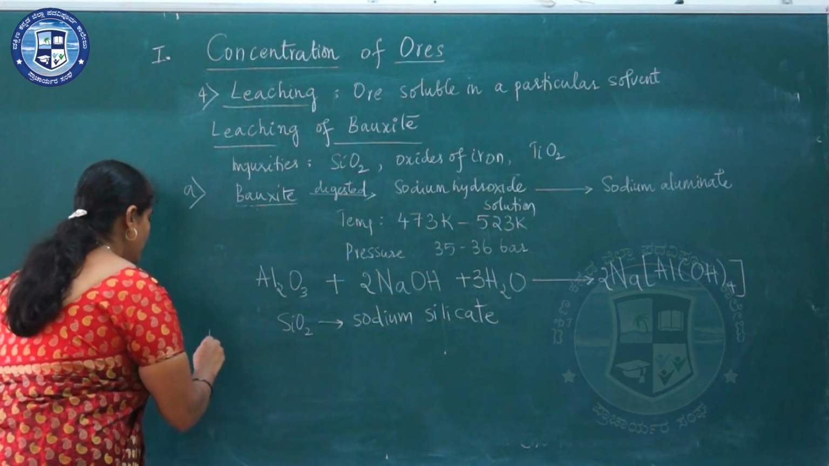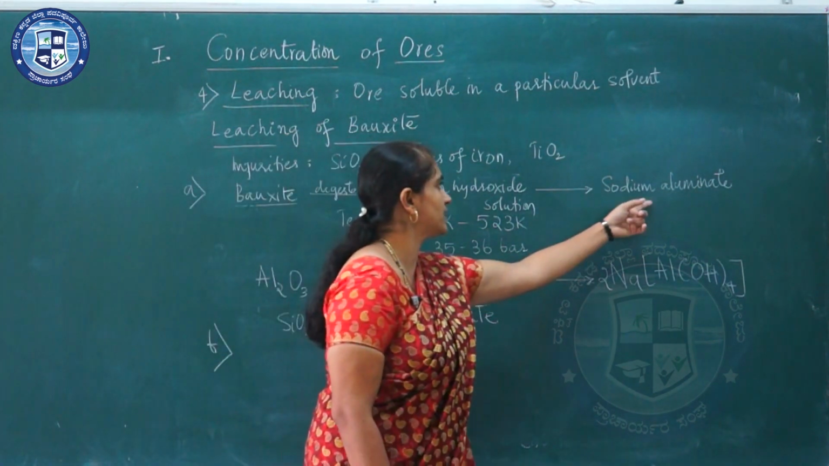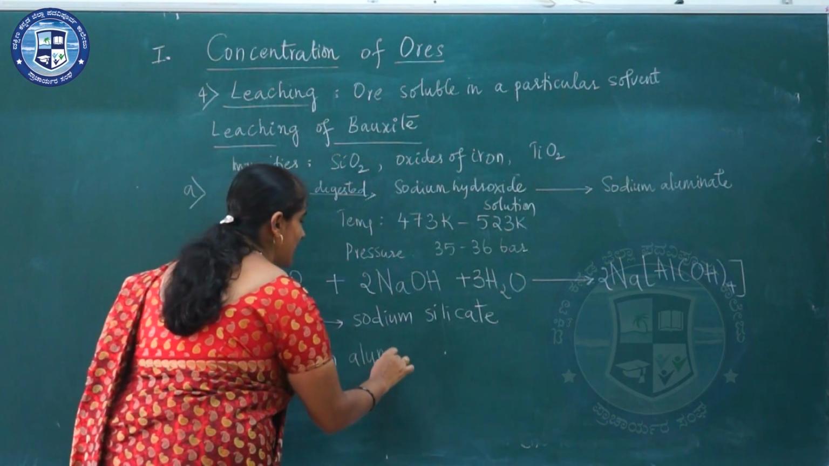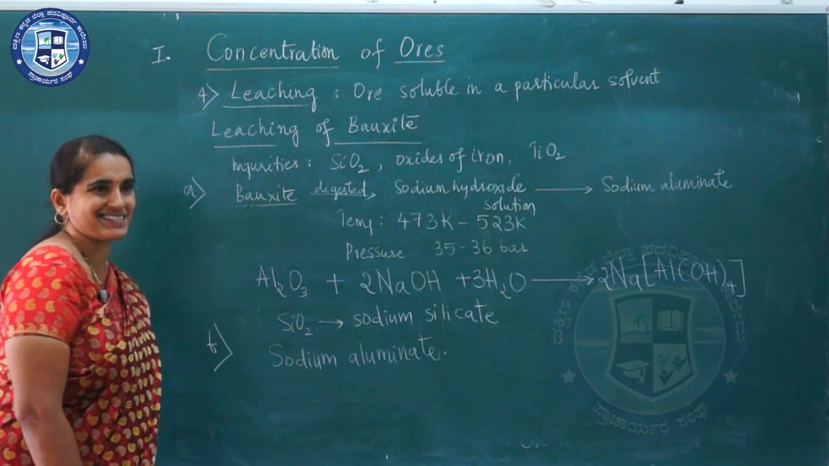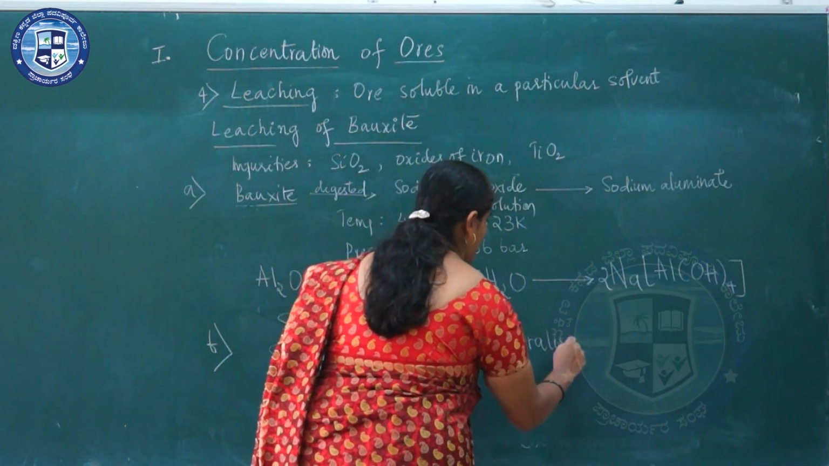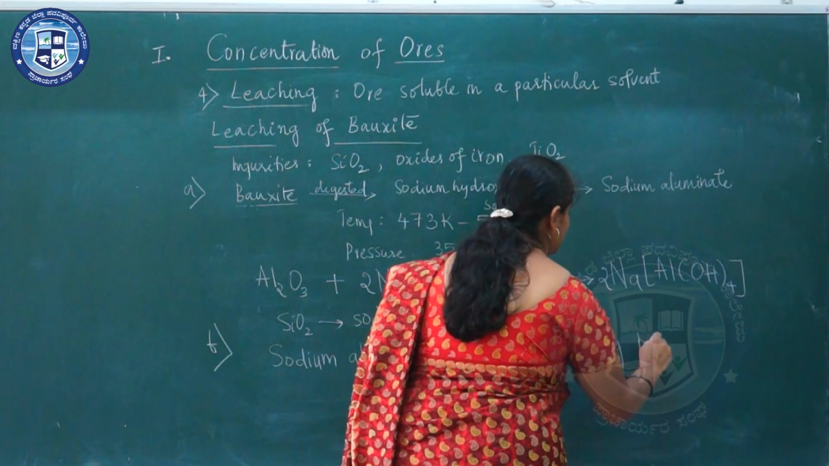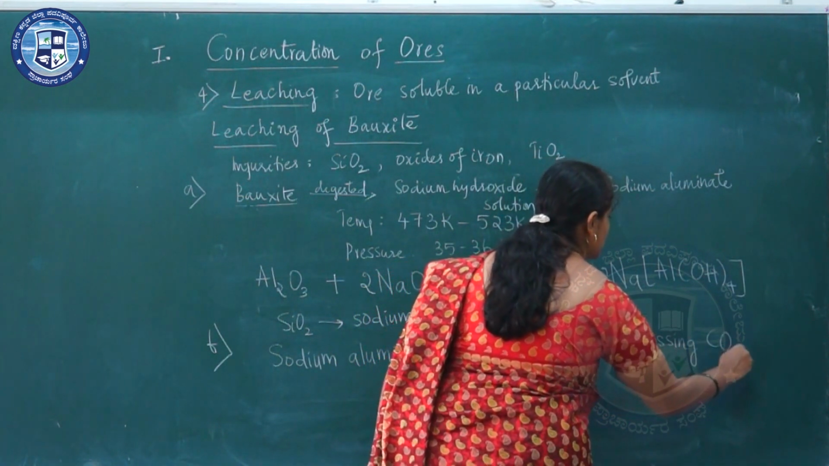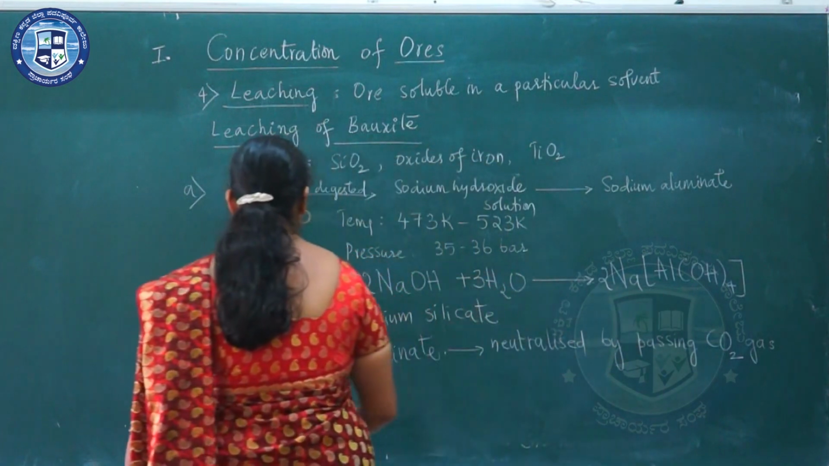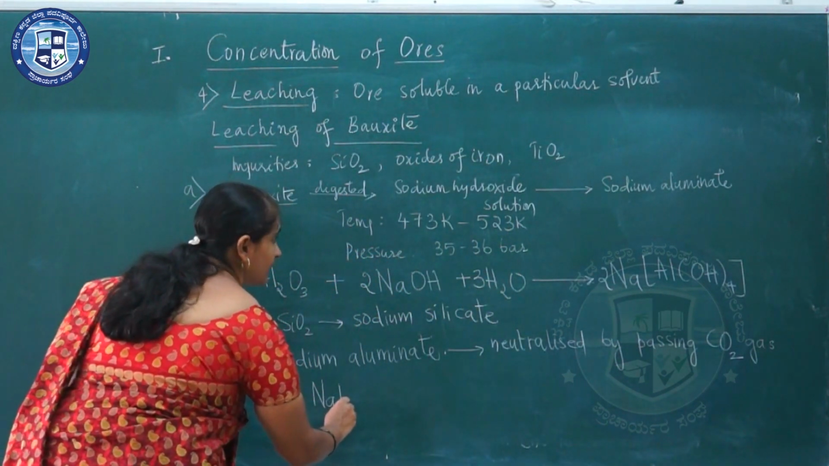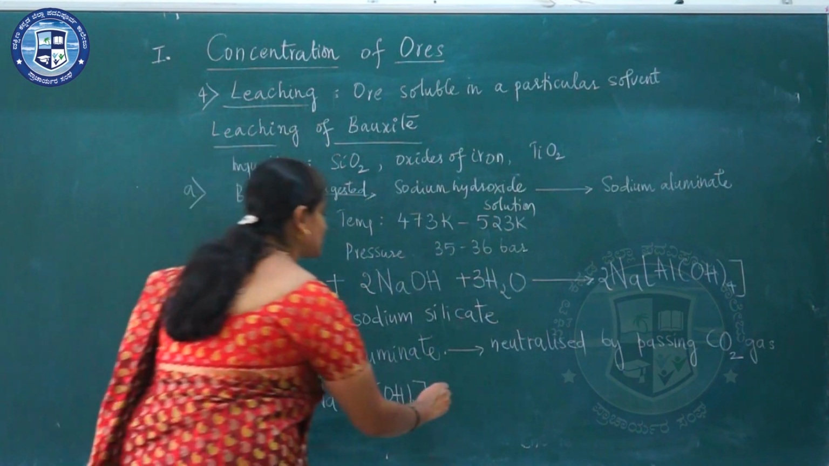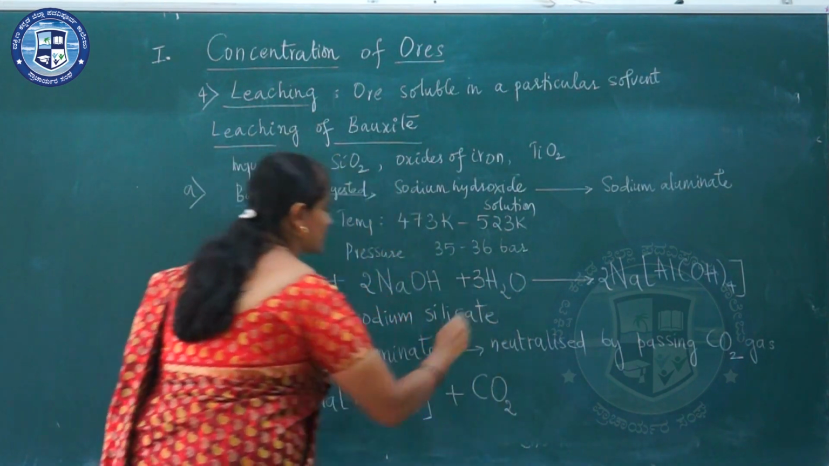In the second step, we take this sodium aluminate that I have ended with. That sodium aluminate is neutralized by passing carbon dioxide gas. We will write that equation also. We have this sodium aluminate, NaAl(OH)4, take it as it is, and we pass CO2, carbon dioxide gas.